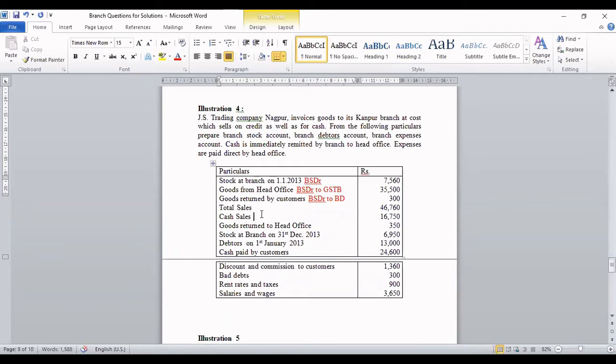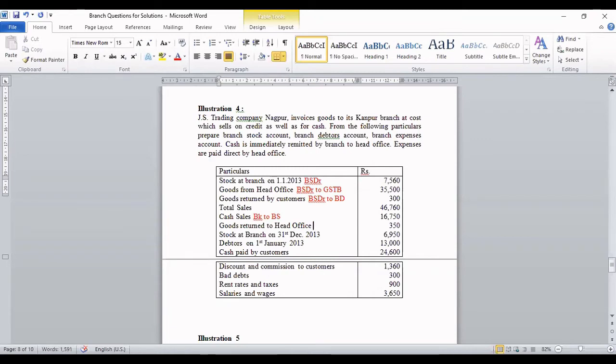Branch cash account debit to branch stock account. Here we are slightly making mistakes. We are not preparing branch cash, because cash is immediately handed over to head office. So in that case, we have to write entry bank account. Yes, HO bank account, in fact. Bank account debit to branch stock, na? Exactly. Very good. Have you understood, beta? Okay, now tell me next entry.